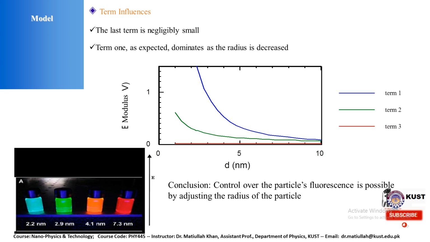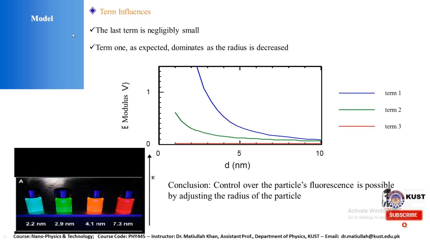So how can these terms influence the final outcome of these systems? How can we mathematically predict the properties of the system? The last term in that is actually negligibly small, and term one dominates as the radius decreases. So these are actually the ratio, or the comparison, between different terms, showing what roles they play in the modulus. So it means controlling the particle fluorescence is possible by adjusting the radius.